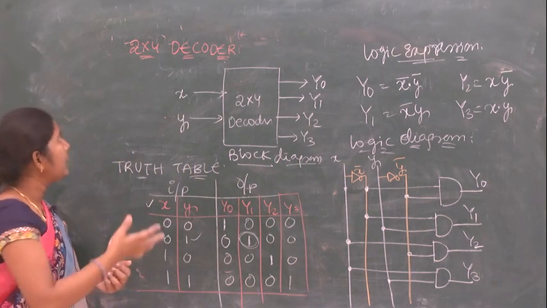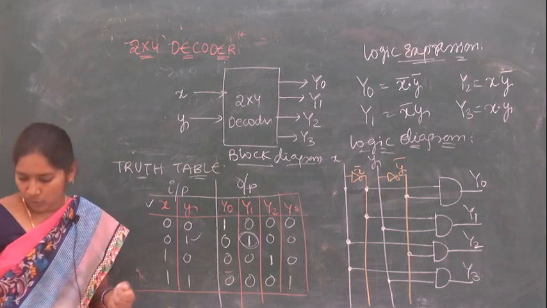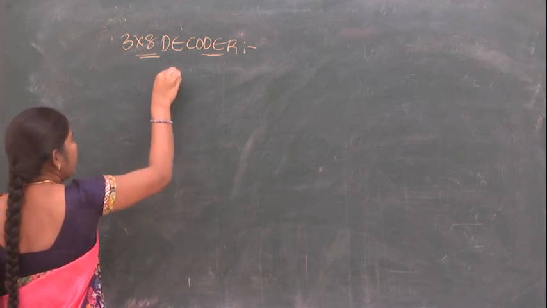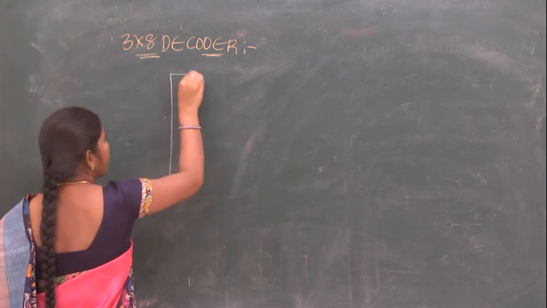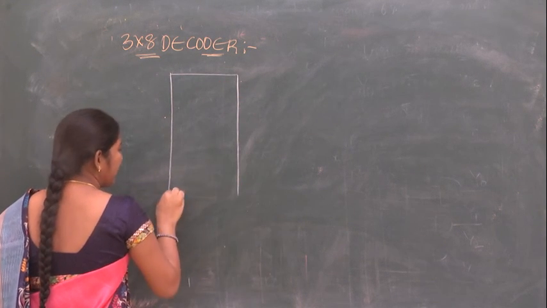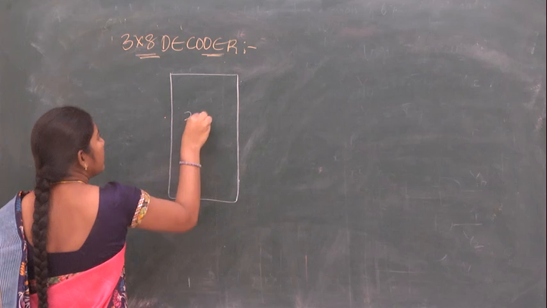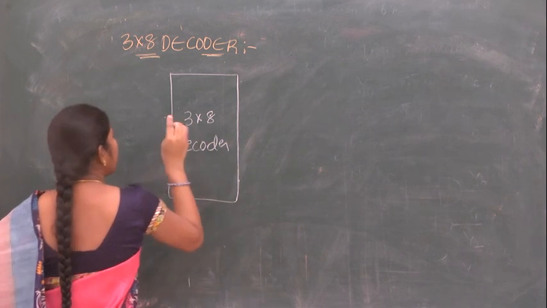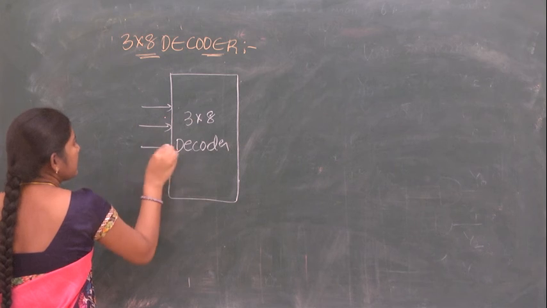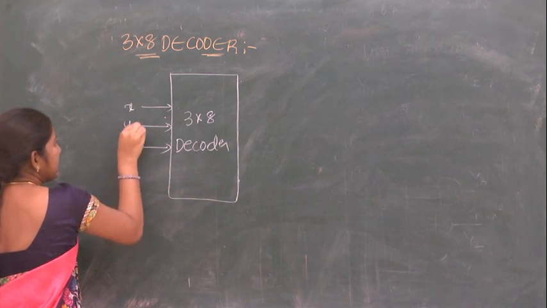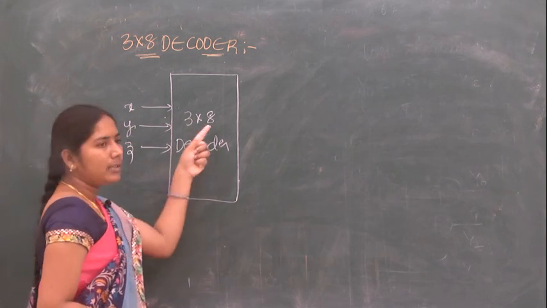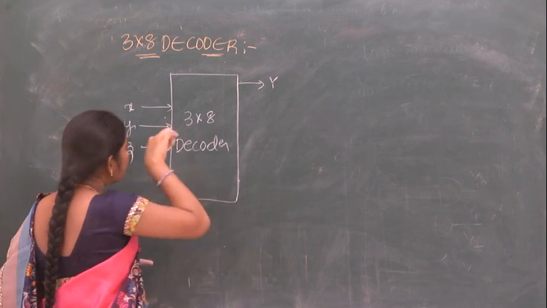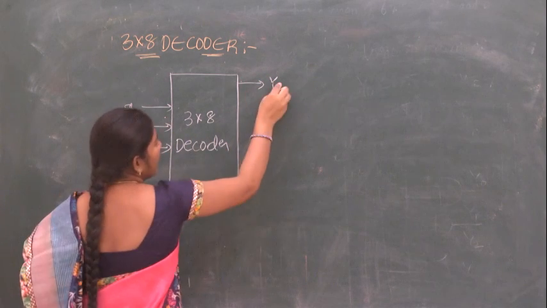Okay. Similarly, we can develop a 3x8 decoder also. As a decoder is a combinational circuit, we can represent it with one block diagram, which is the 3x8 decoder. In this, 3 means the number of input lines. I am considering them as X, Y, Z. 8 means the number of output lines. So I am always representing the output as Y.